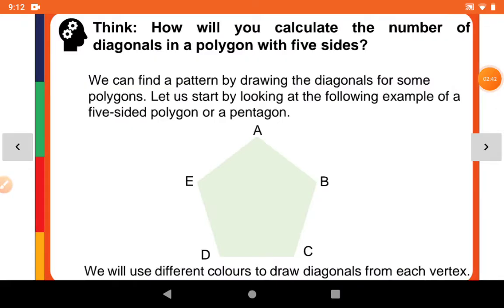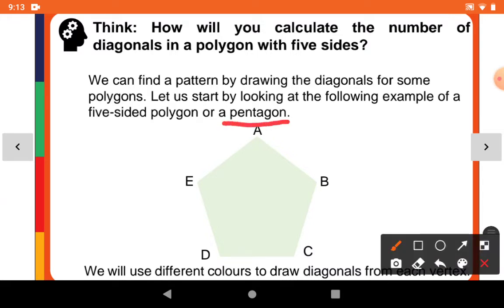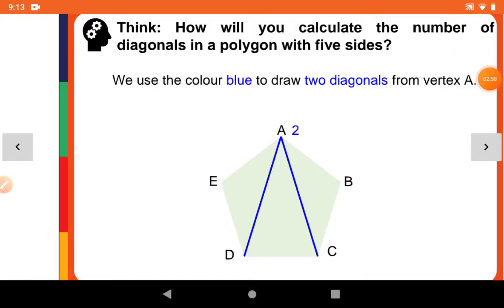So how will you calculate the number of diagonals in a polygon with 5 sides? A polygon with 5 sides is called a pentagon. It is written here. So this is the pentagon given to you. How can you find the diagonals of a pentagon? For this we can use a trick.